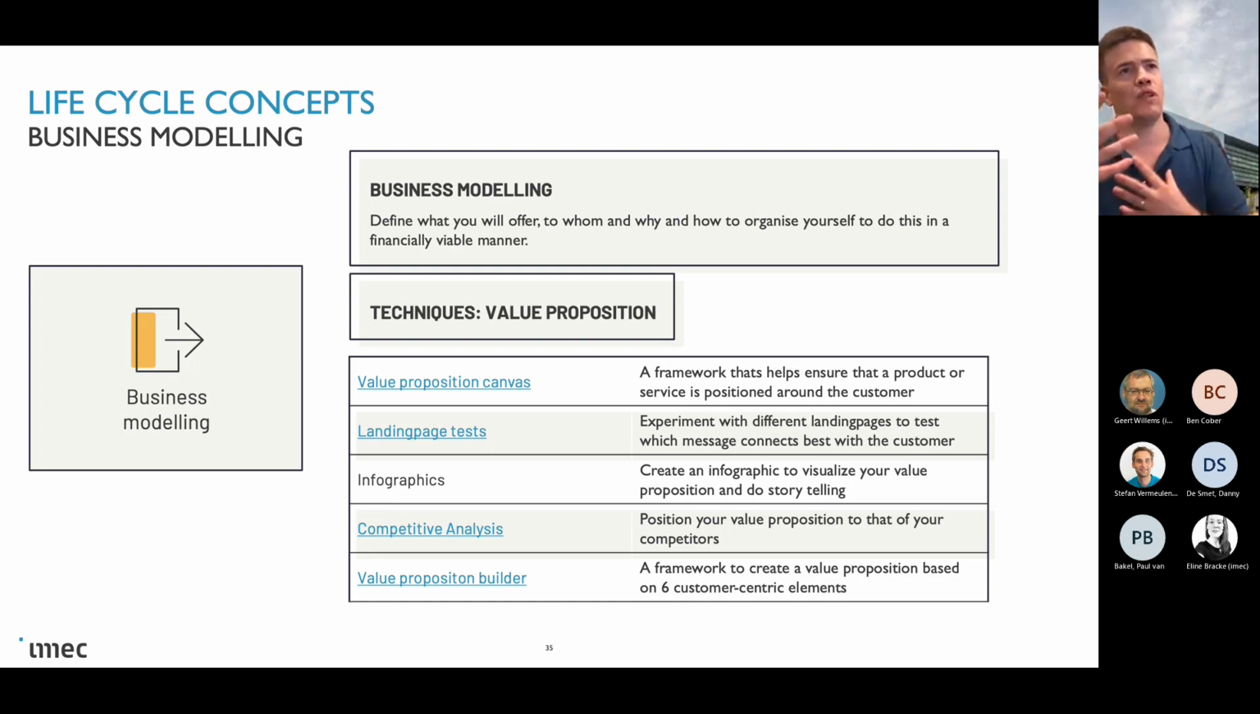typically what you do is try to get an email of someone that would be interested. You can also, of course, show your value proposition in infographics, and you can do competitive analysis and benchmark yourself versus your competitors to differentiate yourself from that competitor.